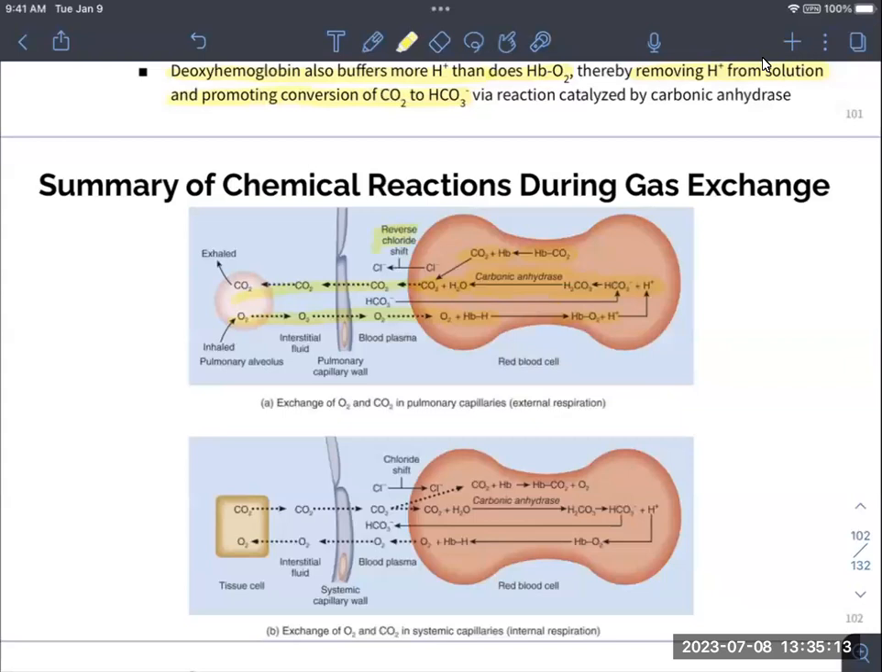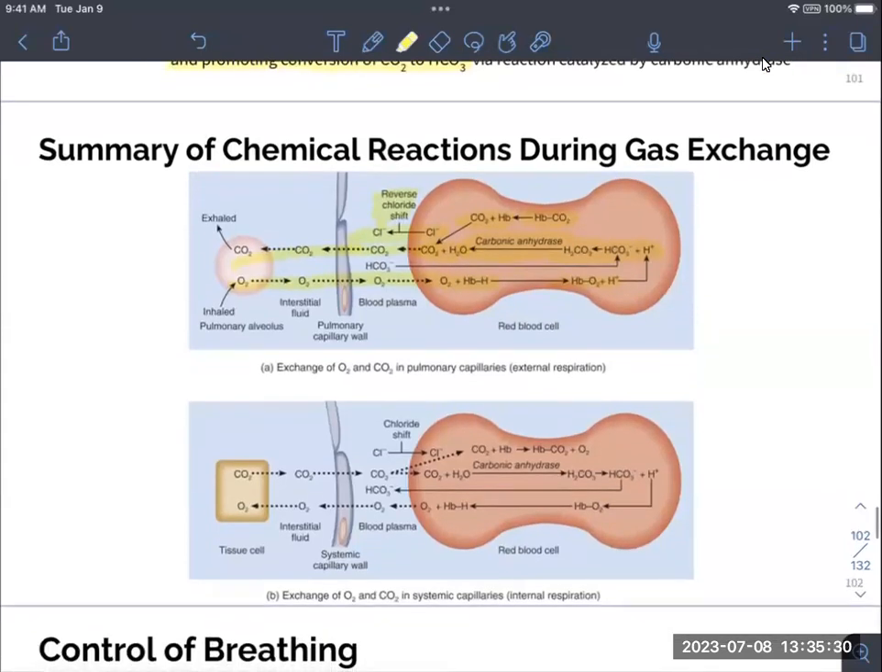We also have that chloride shift. So when carbon dioxide goes into the cell, that chloride goes in. So when that carbon dioxide leaves, chloride leaves. In the tissues, it's the exact opposite. Carbon dioxide is leaving the cells, can be bound to hemoglobin, can be turned into bicarbonate. That oxygen is leaving. Bicarbonate can float in the plasma. Chloride is going into the cell. That chloride shift.